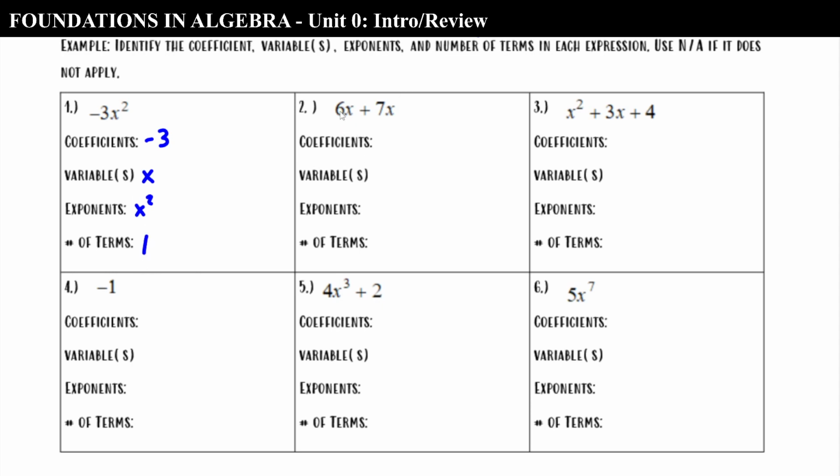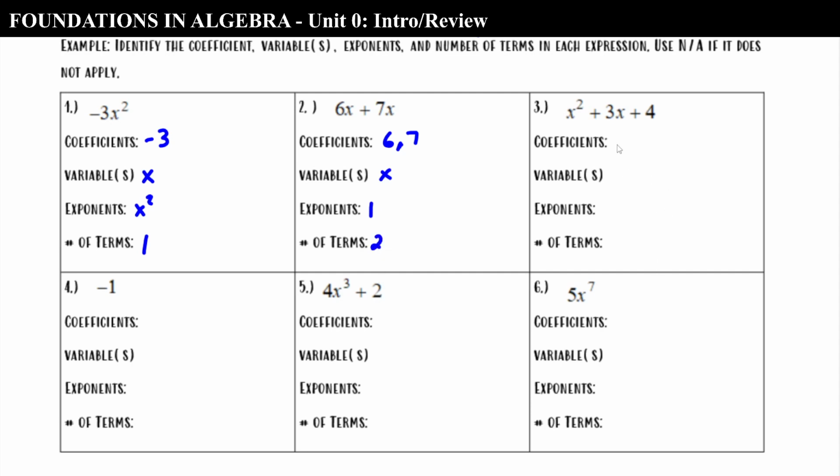For number 2, we have 2 coefficients. 6 and 7 are both coefficients. We have a variable x. We have an exponent of 1. Okay, technically we have an exponent of 1. And the number of terms we have is 2, because 6x and 7x are separated by this plus sign.